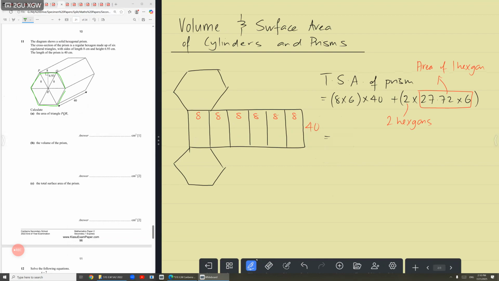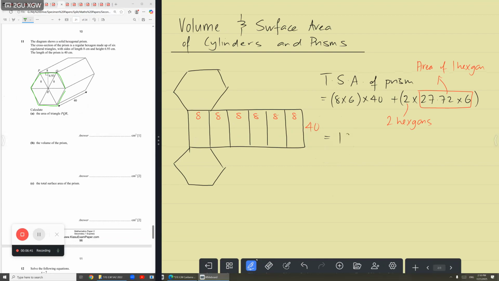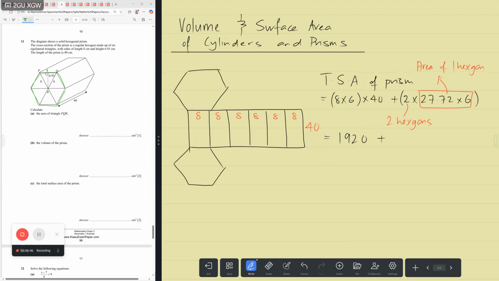Okay, so let's use our calculator to get the value for this. So we will get 1920 for the area of that rectangle, while the other one is 332.64. Okay, so we add up with 1920, we will get 2252.64 square centimeters. Okay, so we can give this as the final answer because all these are exact values from the calculation itself, from the dimensions given to us.